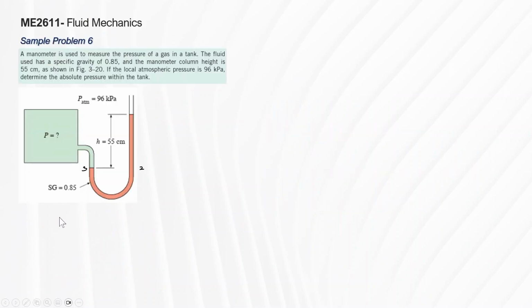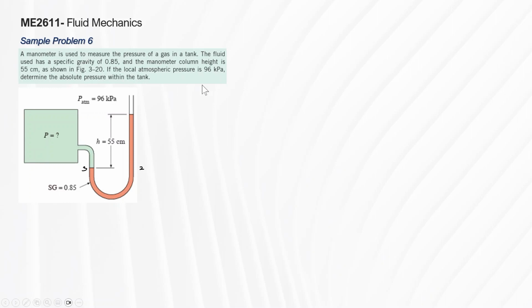Say we have a manometer here. This manometer is used to measure the pressure of a gas in a tank. The fluid used has a specific gravity of 0.85. And the manometer column height is 55 centimeters, so the difference between the opening at this point, points 2 and 3, which I labeled myself, is 55 centimeters. If the local atmospheric pressure is 96 kilopascal, determine the absolute pressure within the gas.